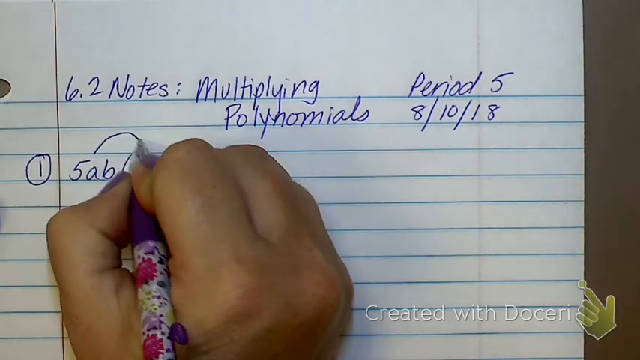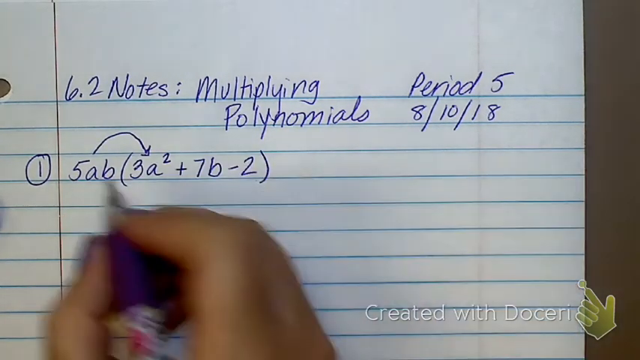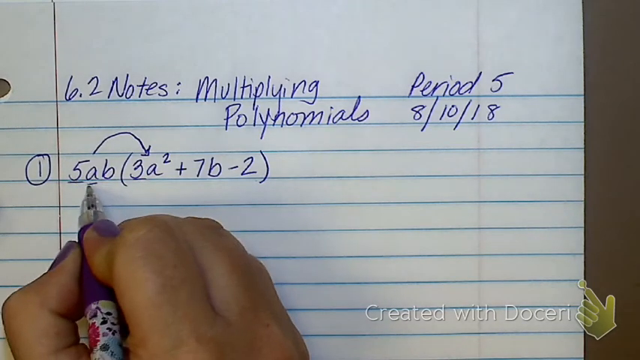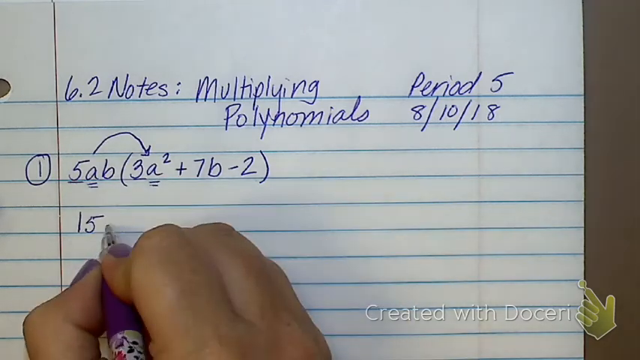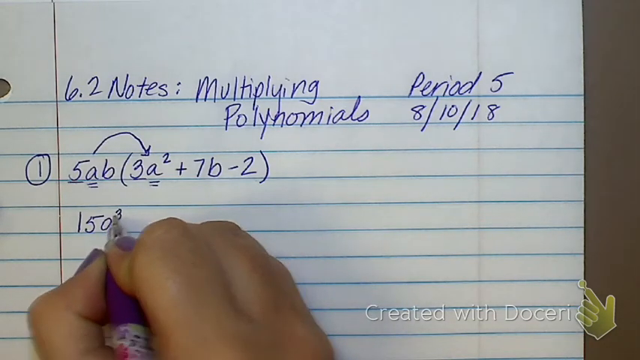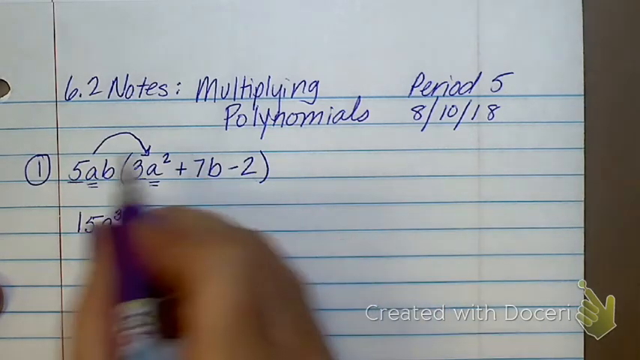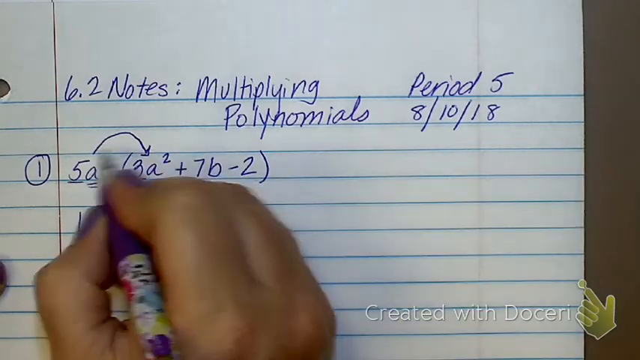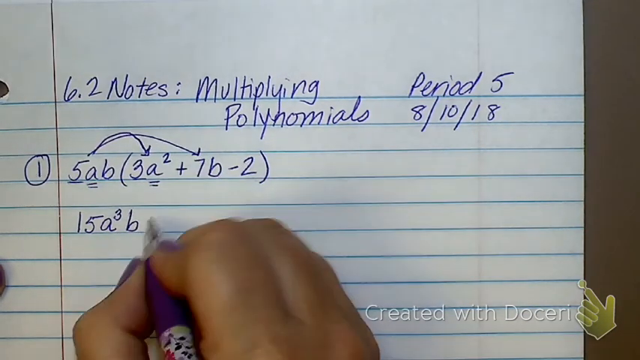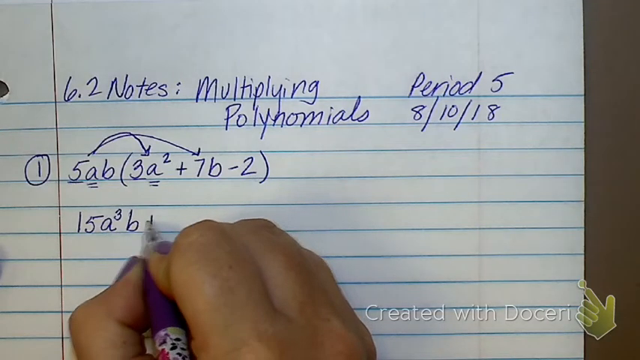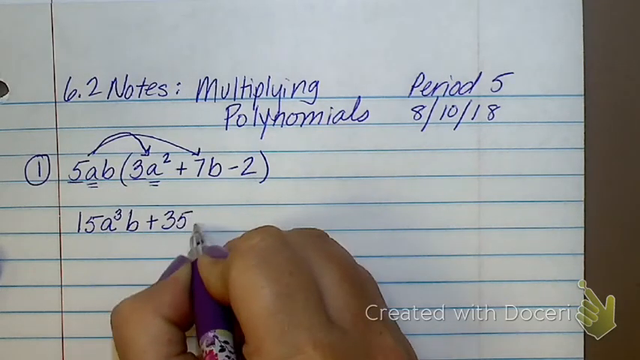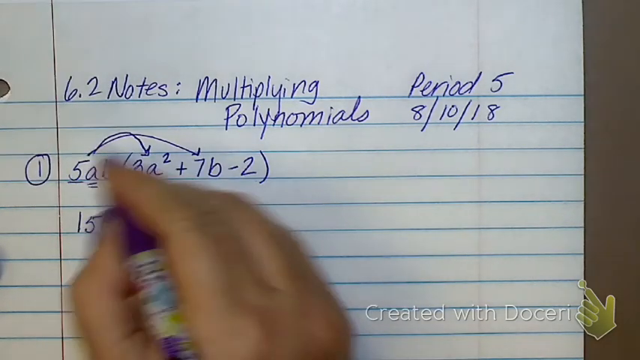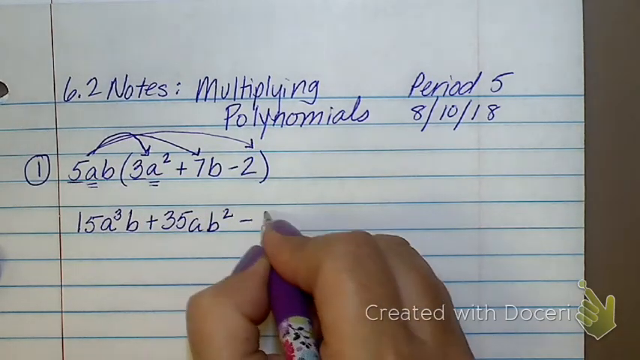So I'm going to take 5ab and I'm going to multiply it by 3a squared. Well, 5 times 3 is 15. What do I get when I have a times a squared? A to the third. We're going to add those exponents. And then a b, no b there, so I got to keep the b. Now I'm going to take 5ab, multiply it by the next one. What's that going to give me? Positive 35, a, and then b to the second. And then finally multiplying by the third term gives me negative 10ab.